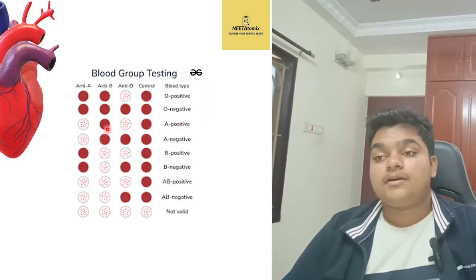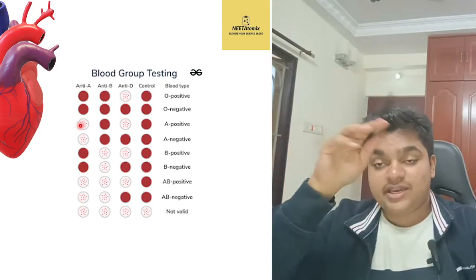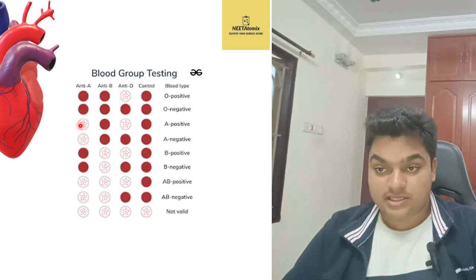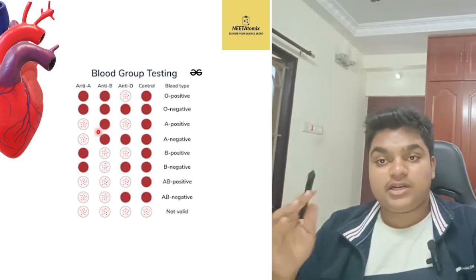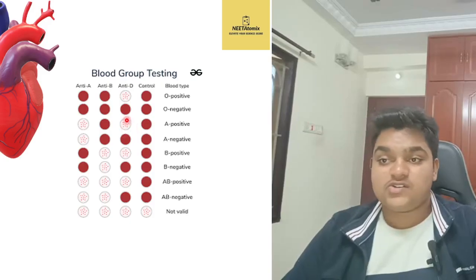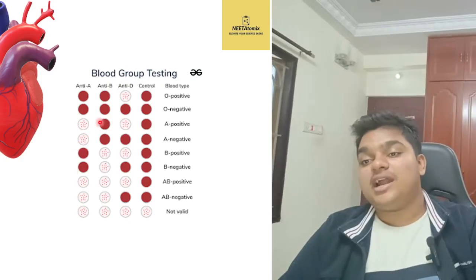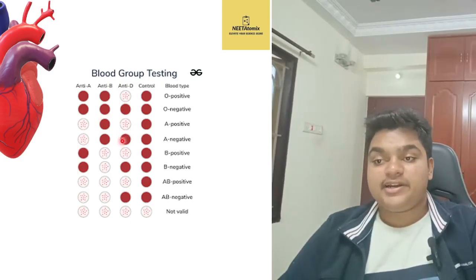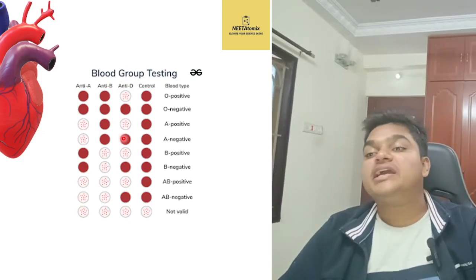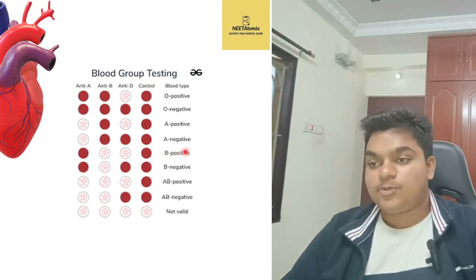Next one, A positive. If you are A positive, you will get agglutination in the anti-sera A because you will have A antigens present on the surface of the RBC. In anti-sera B you will not get anything because you don't have B antigens, and you are positive, so you will get agglutination in the anti-sera D. In A negative also you will get it in anti-sera A, and you will not get it in anti-sera D because you are Rh negative. Next one, B is similar, positive and negative.